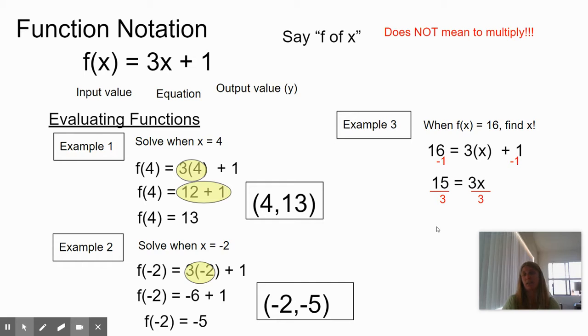15 divided by 3 gives us x is equal to 5. Now, we already knew what our f of x was, and now we know what our x is. So we know that's the ordered pair (5, 16). Okay, so that's basically how we treat it. It's why we use function notation, because you can see the entire ordered pair all in one spot.